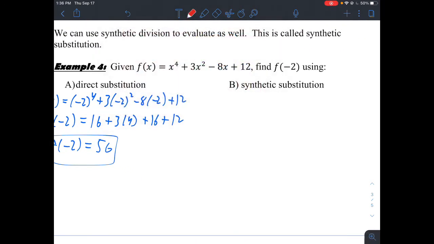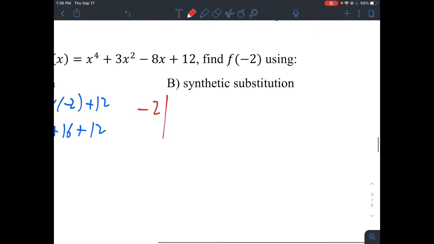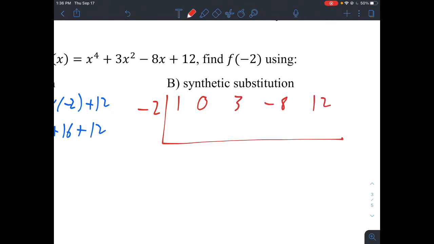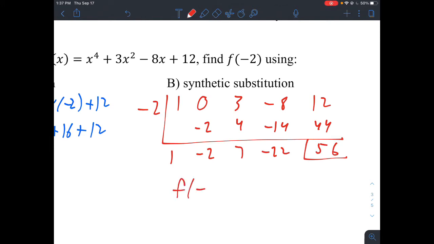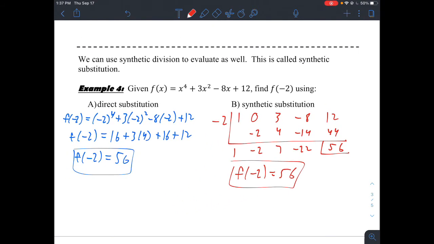Let's try it using synthetic substitution. So take negative 2, 1, 0 for the cube, 3, negative 8, 12. Bring down the 1, multiply and add, multiply and add, multiply and add, multiply and add. Hey, look what we get, 56. Both completely acceptable. Sometimes one's easier than the other, but if I asked you to find f of negative 2, I would not care which method you used.